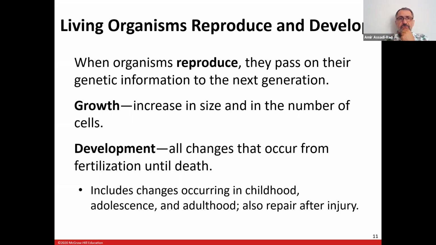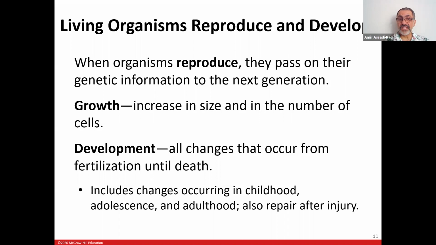Then also, living organisms reproduce. They pass the genetic information to the next generation. And of course, we go through sexual reproduction. That is meiosis. We'll talk about that. So we are a combination of two different organisms. Half of me is from my father, and half of me is from my mother, and half of my mother was from her father, and half of it from her mother. So I'm a combination of a whole bunch of different genes, as you can imagine. When organisms reproduce, they pass on their genetic information to the next generation.